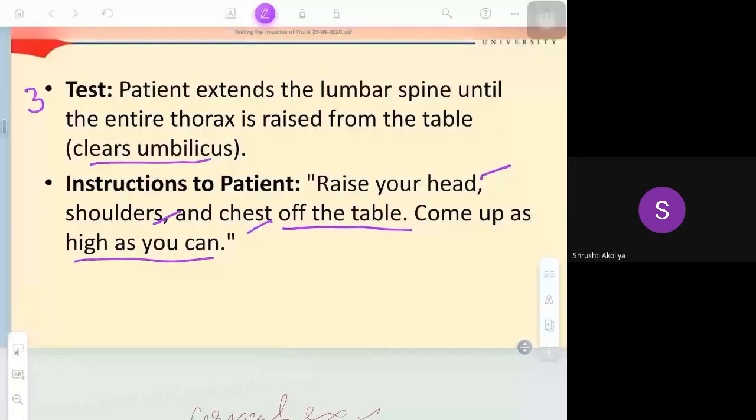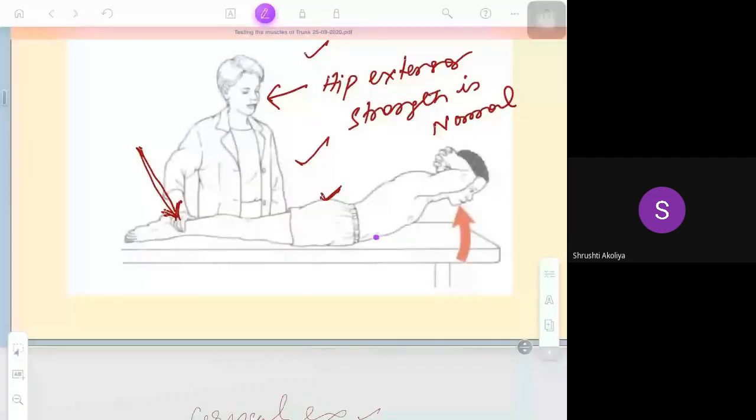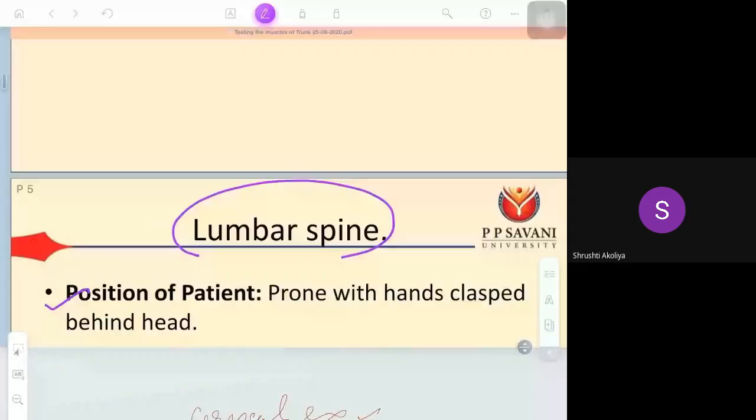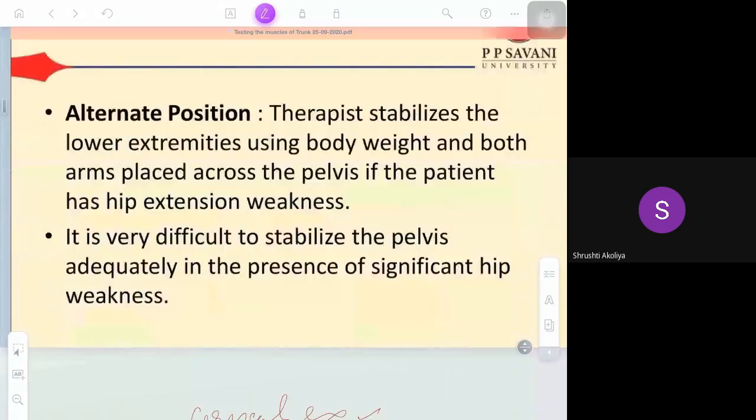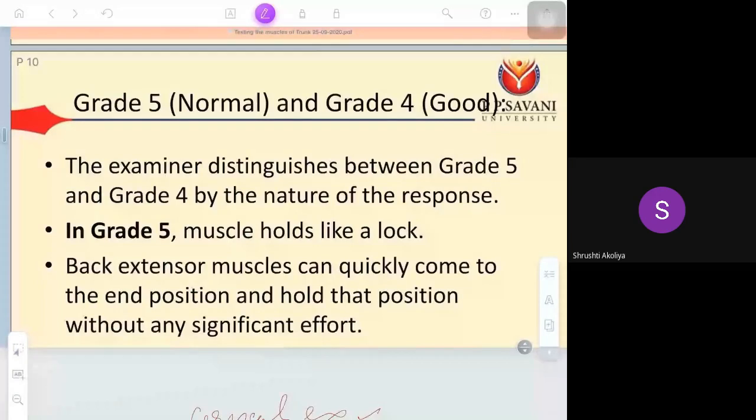We are talking about, don't forget, the lumbar spine. I have told grades 4 and 5 for lumbar spine and 4 and 5 for thoracic spine. Position is different. Now we are studying lumbar spine 4 and 5. So what is grade 4 and what is grade 5 for the lumbar extensor?